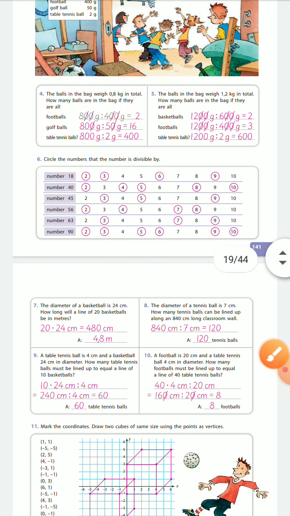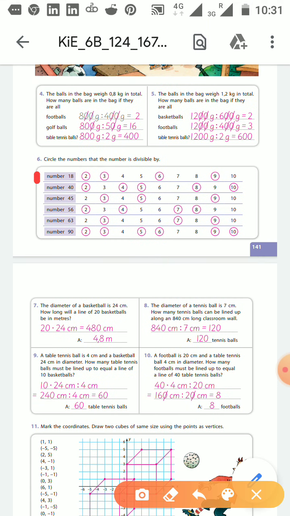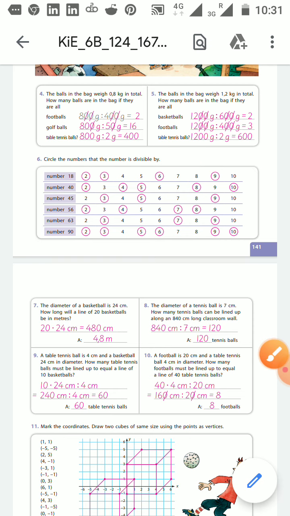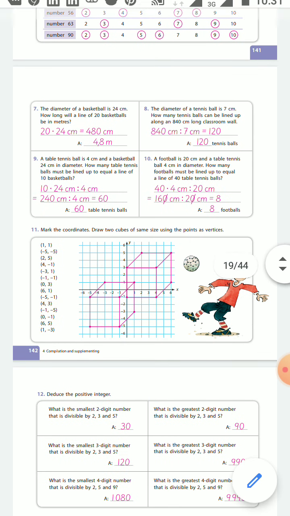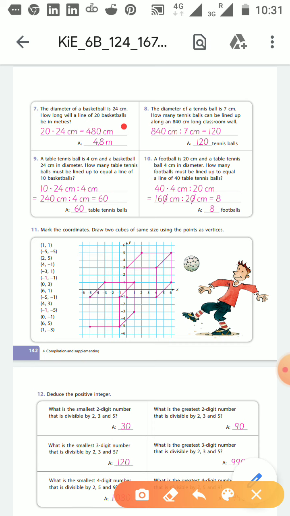Then it's a similar question as before. You just mark on all these numbers what numbers are they divisible by, and it says circle. So you just read the question there as to what's done there. I mentioned in my intro about the diameter of basketballs. That's the whole length across the basketball. If it's 24 centimeters and there's 20 basketballs, you just do 20 times 24, and you convert that into meters. So you need to pay attention to this in your questions. So 480 centimeters is the same as 4.8 meters. You do the same for these others.